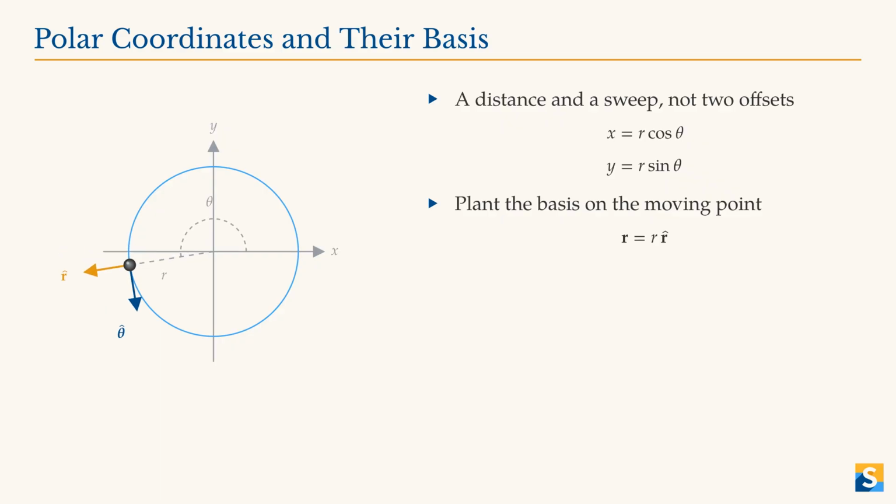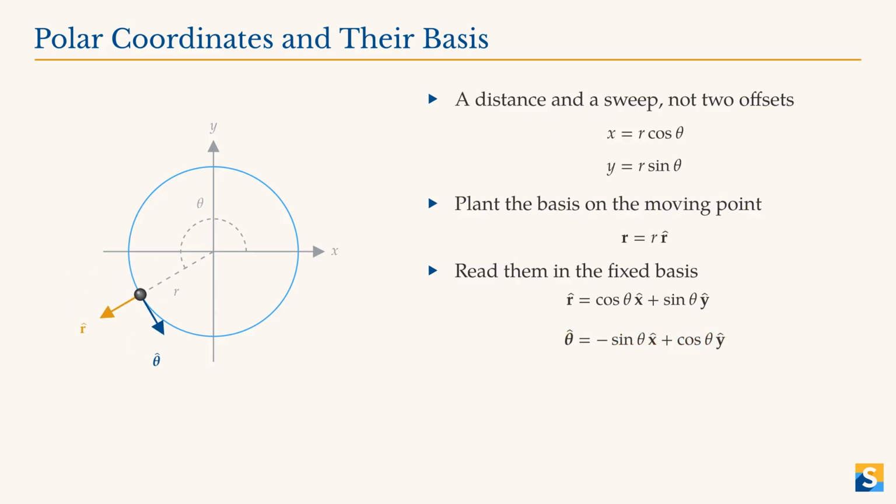In this basis, position is beautifully short. The position vector is r times r hat. All of the direction lives inside that one unit vector. Write those two unit vectors in the fixed frame and the geometry is plain. R hat leans cosine theta along x plus sine theta along y. Theta hat swaps the two parts and picks up a minus sign, the fingerprint of a quarter turn.